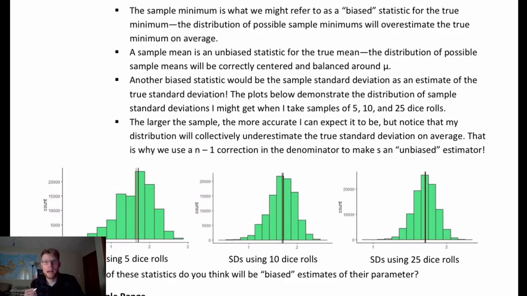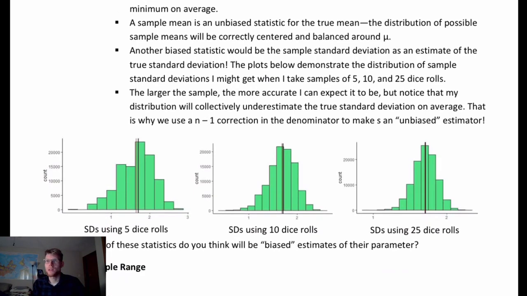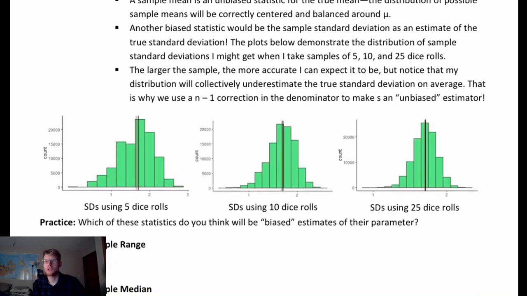So that is why statisticians use the n-1 correction in the denominator, because if I do that, standard deviation will now be an unbiased estimator of the true standard deviation. We can see that here. We have a distribution of sample standard deviations if I was using 5 dice rolls versus 10 versus 20, and it begins to converge around the true parameter. This is with the n-1 denominator. If I just divided by n, my distribution would be slightly heavier.